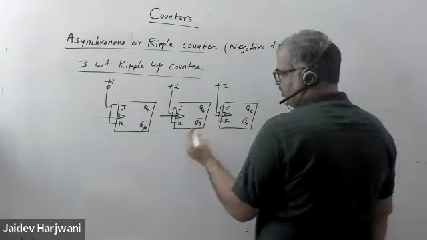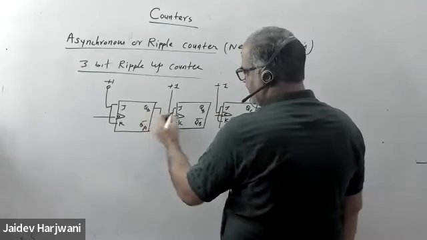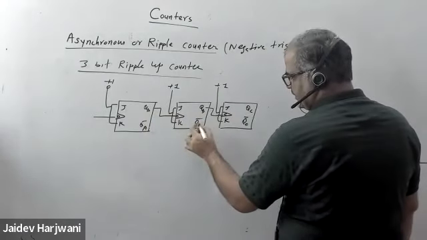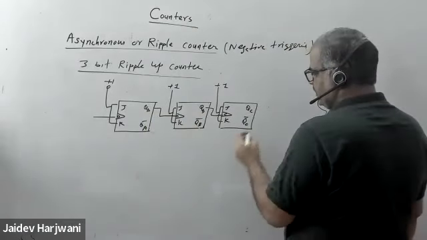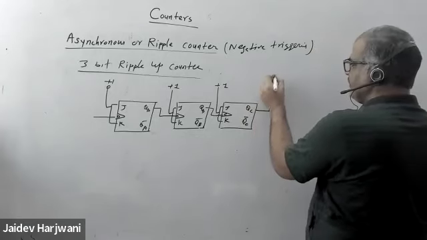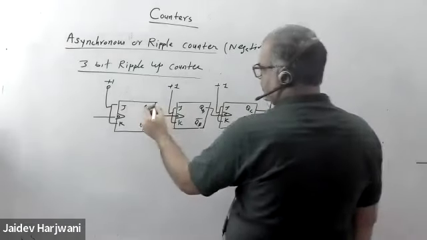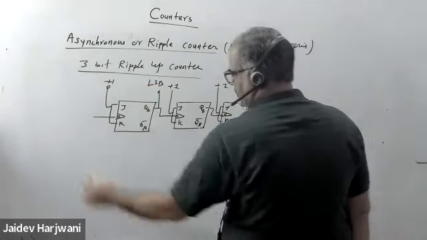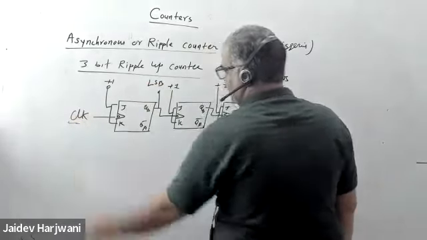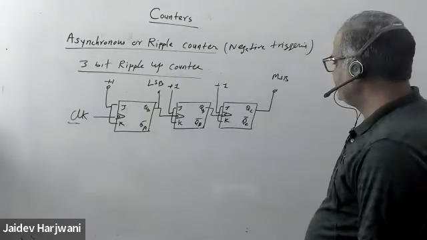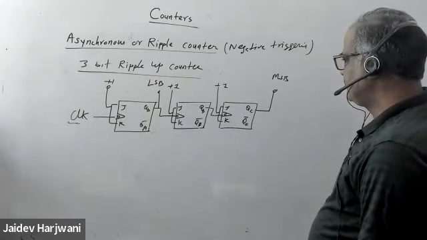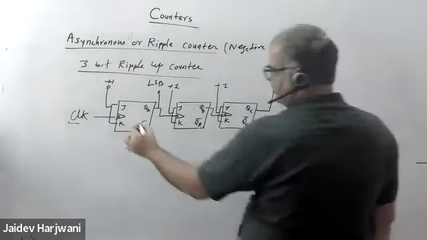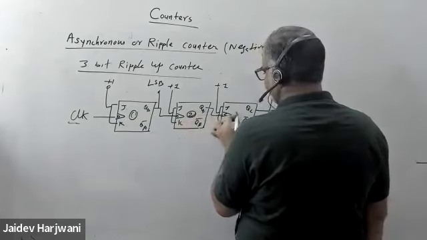Negative triggering clock. Ripple up, this goes here, this goes here. Okay, this is your QC, this is your MSB, this is QA, this is your LSB. Okay, this is your clock, everything is connected now.